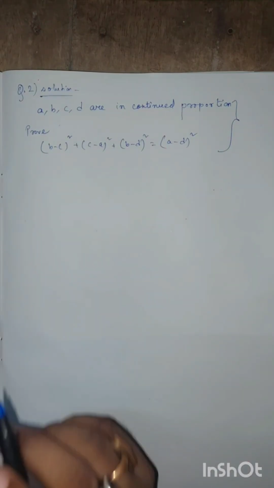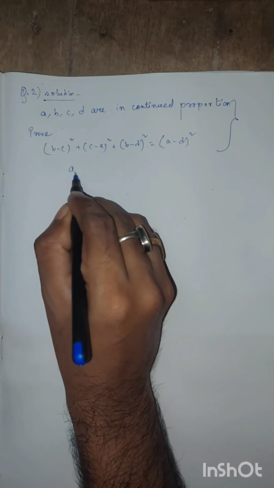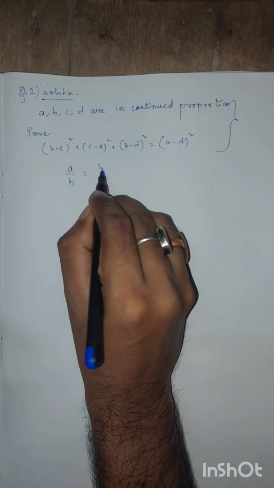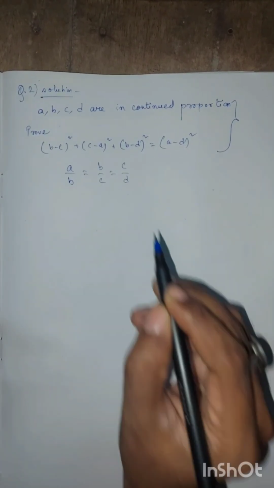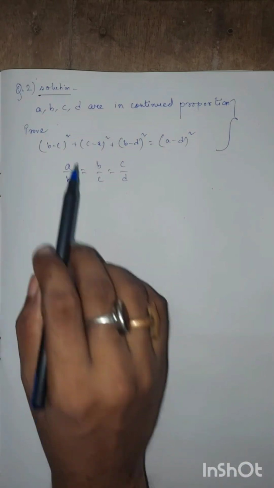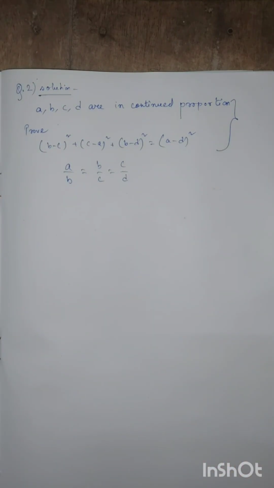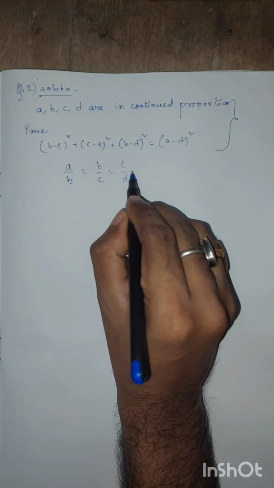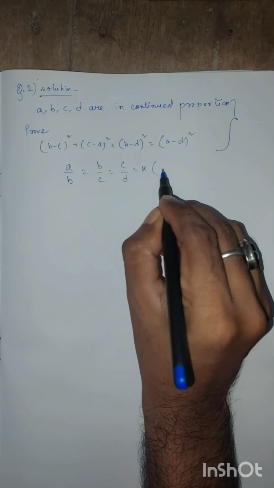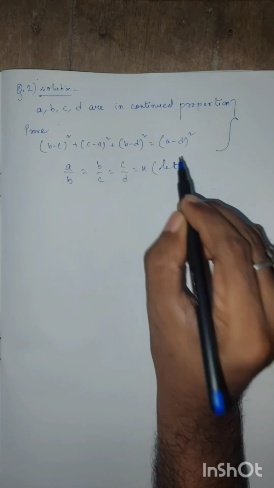So when A, B, C, D are in continued proportion, we can say A by B is equal to B by C is equal to C by D. When A, B, C, D are in continued proportion, we can write it like this. Now let us assume these ratios are equal to K, where K is a constant.